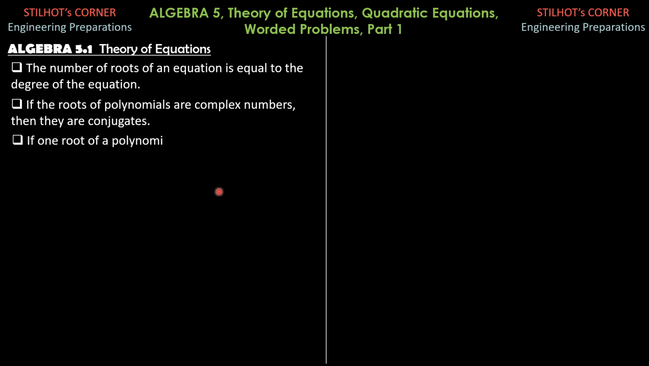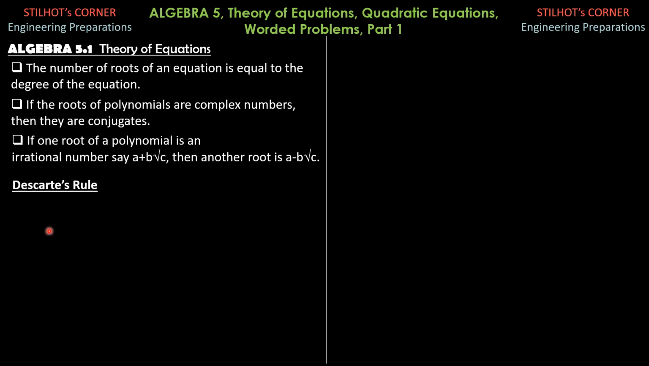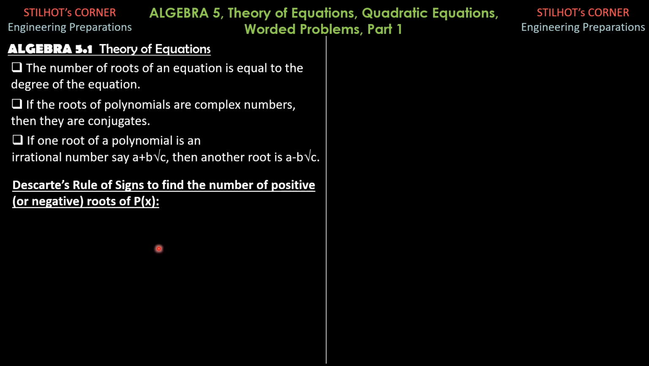If one root of a polynomial is an irrational number, let us say a plus b square root of c, then another root is definitely a minus b square root of c. So note of this principle so that we can predict the polynomial given the roots. Then we have Descartes' rule of signs to find the number of positive or negative roots of p of x.